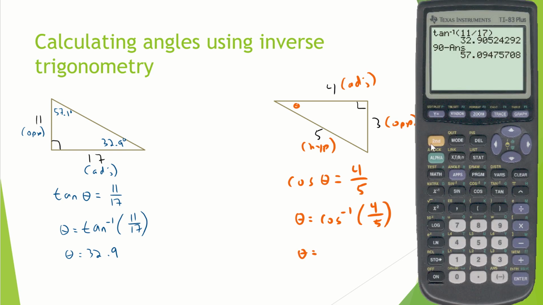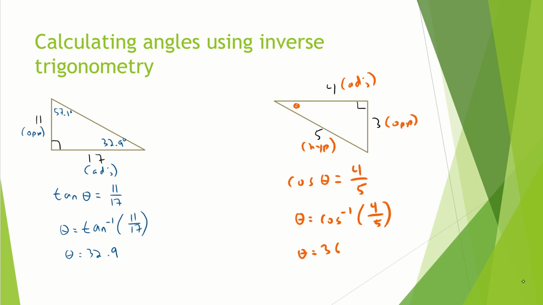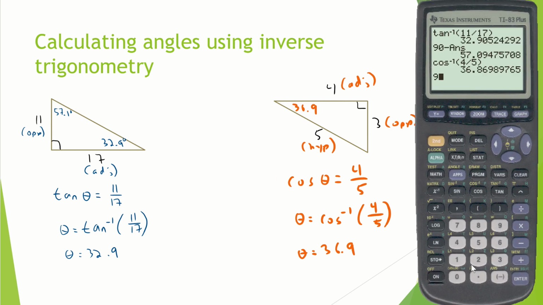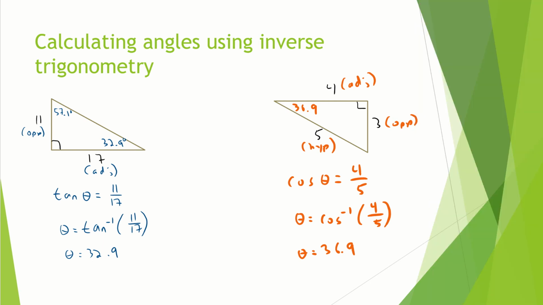So let me get my calculator here. I'm going to hit second cosine of 4/5, close parentheses, and that gives me 36.9 degrees rounded. So I'm going to change that theta to 36.9, and once again I can just do 90 minus 36.9 in order to get the other angle. That's going to be 53.1. All right, so that's how to use inverse trigonometry in order to find the acute angles of a right triangle.